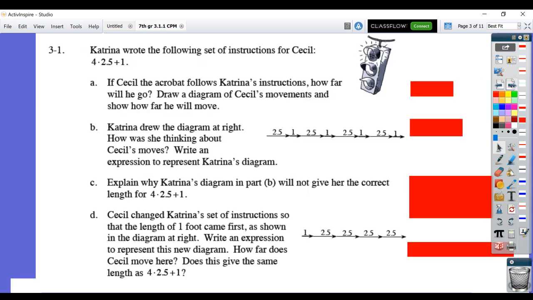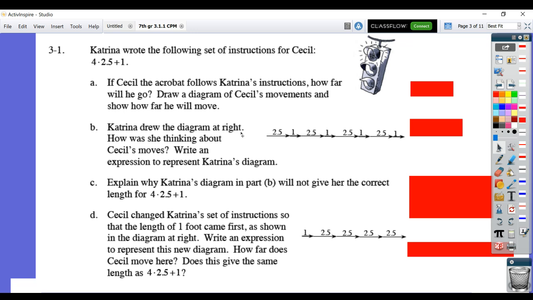So first of all, they talked to you on 3.1 about Katrina writing the following set of instructions for Cecil. They're using the raised dot for multiplication, so 4 times 2.5 plus 1. So the question is, if Cecil the acrobat follows instructions, how far will he go? Okay, so they want you to think about what this would end up looking like if you were going to draw a diagram. You had 4 times 2.5 plus 1.